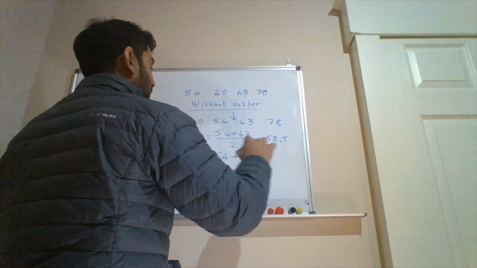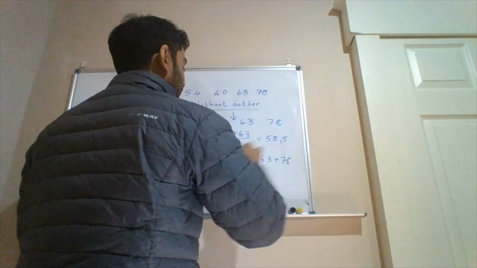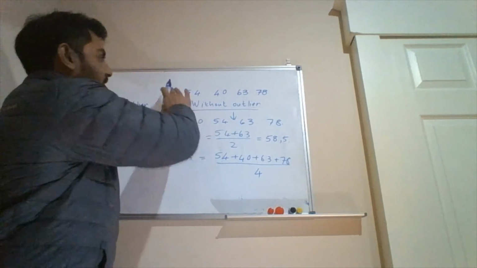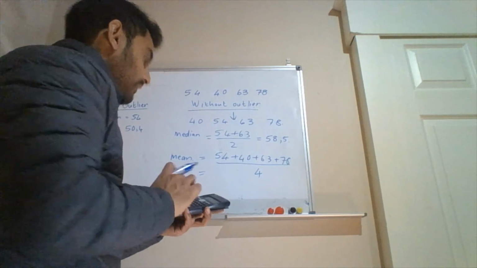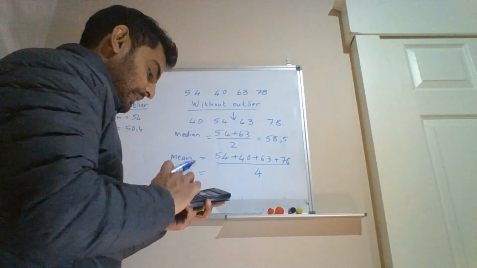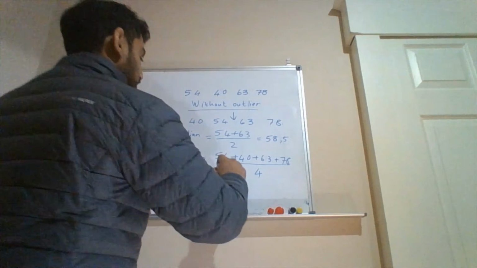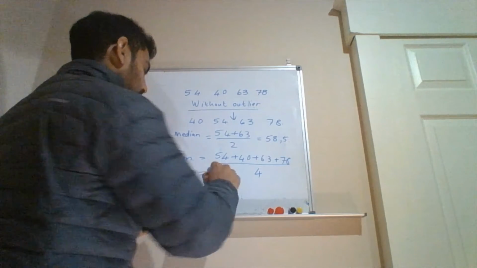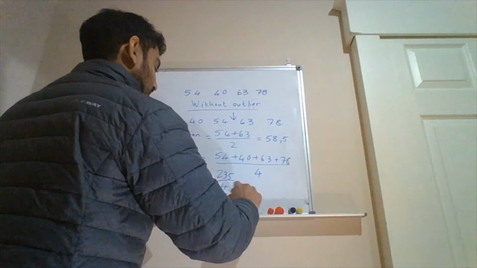To find our mean, we add up all the class marks and divide it by the number of learners. So we're going to add up 54, 40, 63 and 78. And now we're going to divide by 4 because we've excluded one learner. So this gives us 54 plus 40 plus 63 plus 78 equals 235. Divide by 4 gives us a class average of 58,75.